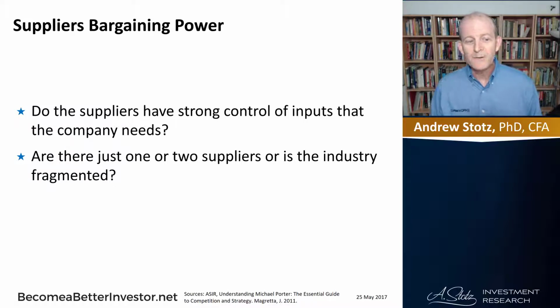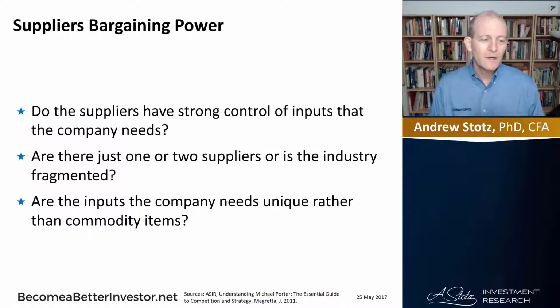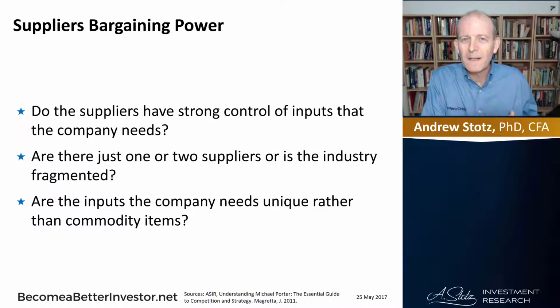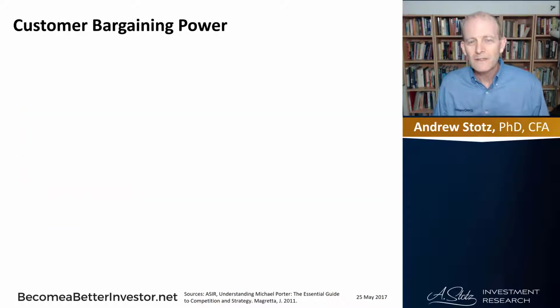Are there just 1 or 2 suppliers, or is the industry fragmented? In other words, there are many suppliers, and therefore, if there's 1 or 2, your answer is yes, then it could be an unattractive industry for the company in the middle. Another one is, are the inputs the company needs unique rather than commodity items? If they're unique, then their reliance on the supplier is pretty strong, and that could make the industry unattractive. Now always remember, I'm thinking from the perspective of the company that I'm analyzing within this whole ecosystem. So now let's look at that company's relationship with its customers.